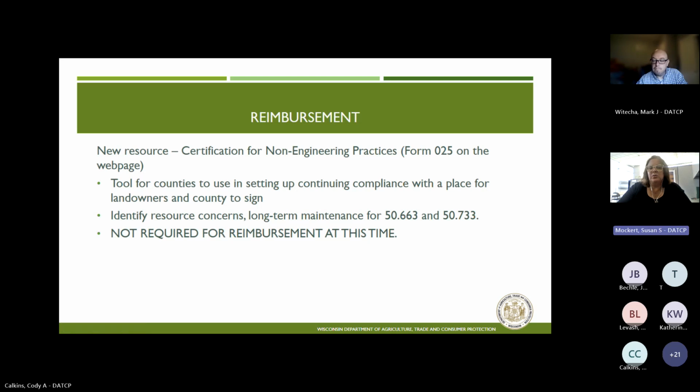We also have a new resource, the Certification for Non-Engineering Practices, or Form 025 on the webpage. That's in Section 3 of the Swarm Grant Resources. This is a tool for counties to use in setting up continuing compliance, with a place for landowners and county to sign. This is, again, just a tool that we created to help facilitate the conversations that need to occur around these practices. It helps you identify resource concerns, long-term maintenance, and again, it's not required for reimbursement at this time. And I just realized I did not update the practice codes in there.